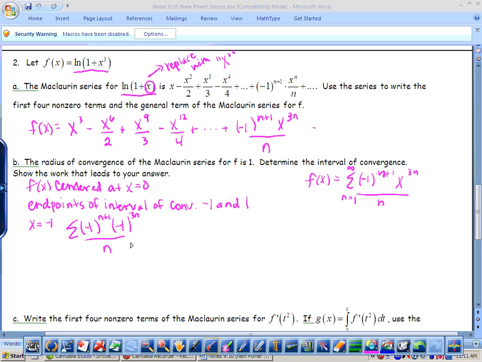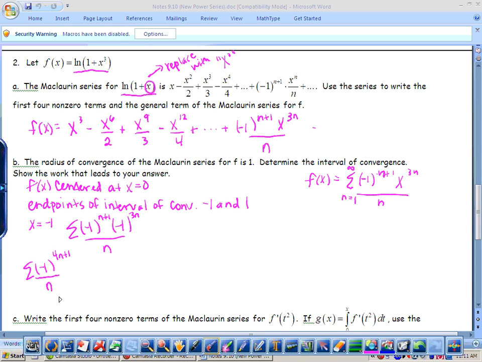Can I multiply -1 times -1 up on top? No. The exponents are not the same. However, I'm multiplying like bases, so what can I do to the exponents? Add them. Good. So it would be negative 1 to the 4n plus 1 power over n.